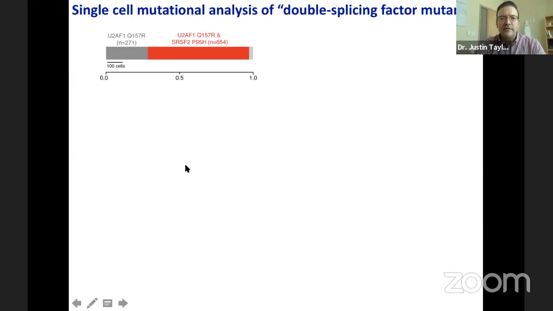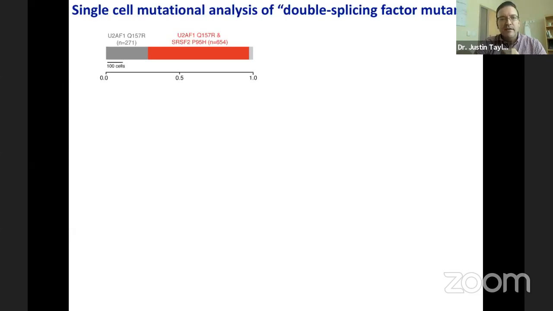And then just focusing on the splicing factor mutations and ignoring for the moment the other co-occurring mutations, we looked at these double mutant patients at the 2 splicing factor mutations. So in this example shown here, it's a patient that had U2AF1 Q157R and also a SRSF2 P95H. You can see the gray bars are the single cells that had only a U2AF1 mutation, and the red bars are single cells where both mutations were present, and we did not see any representation of the SRSF2 by itself.